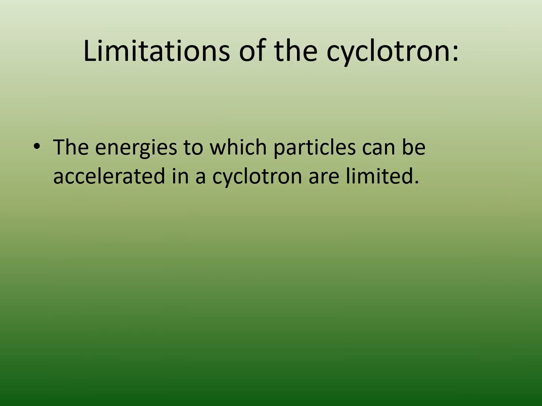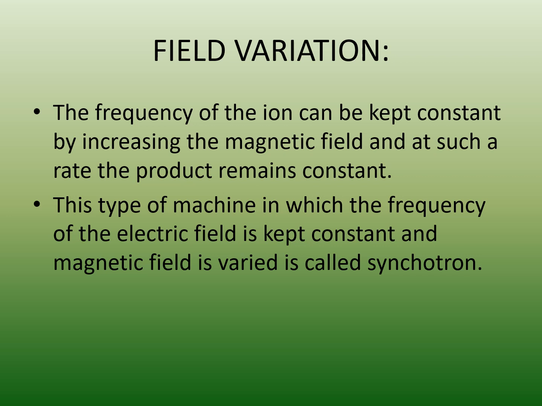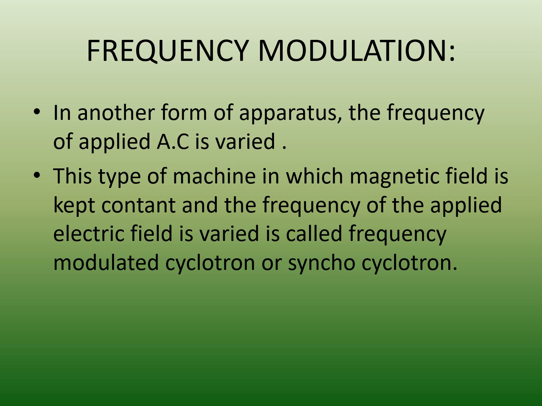Limitations of the cyclotron. The energies to which the particles can be accelerated in a cyclotron are limited. Field variation. The frequency of the ion can be kept constant by increasing the magnetic field at such a rate that the product remains constant. This type of machine, in which the frequency of the electric field is kept constant and the magnetic field is varied, is called a synchrotron.